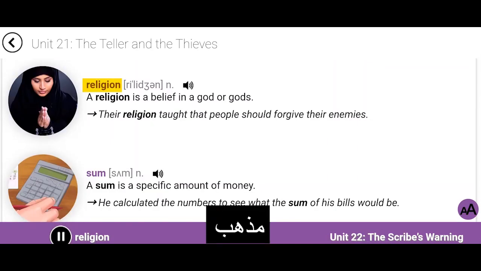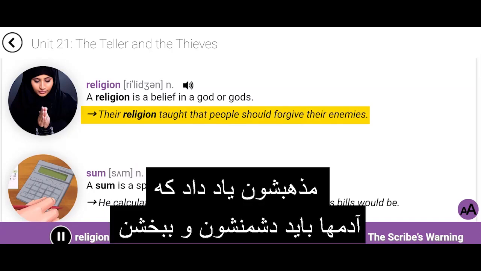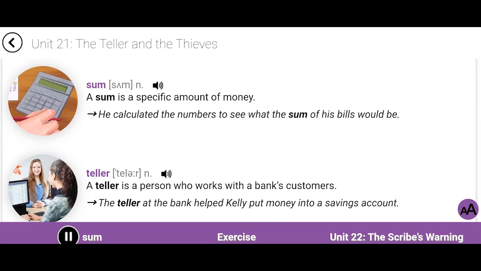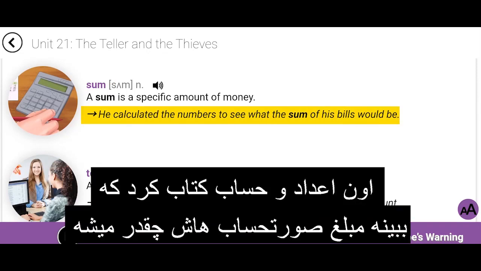Religion. A religion is a belief in a god or gods. Their religion taught that people should forgive their enemies. Sum. A sum is a specific amount of money. He calculated the numbers to see what the sum of his bills would be.